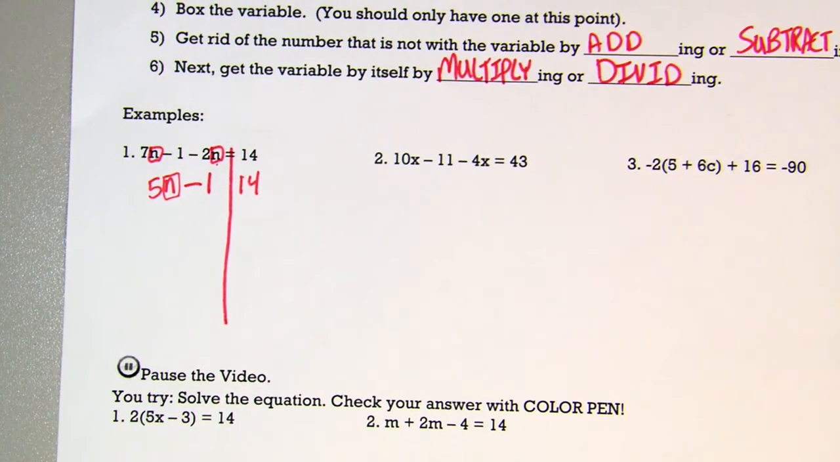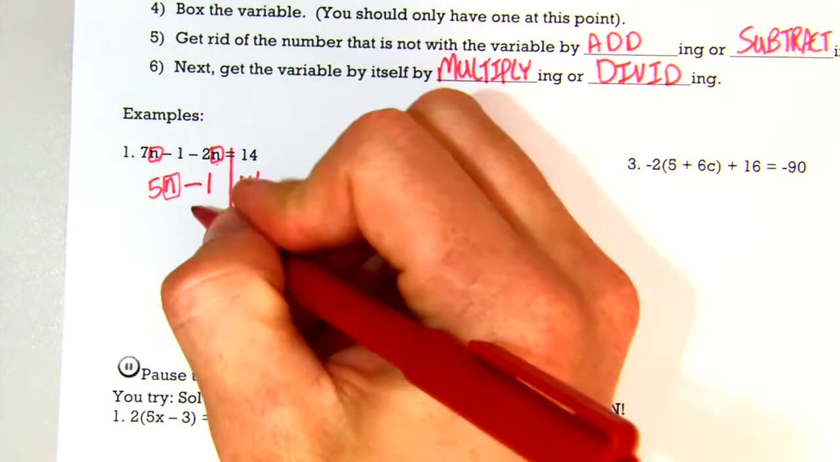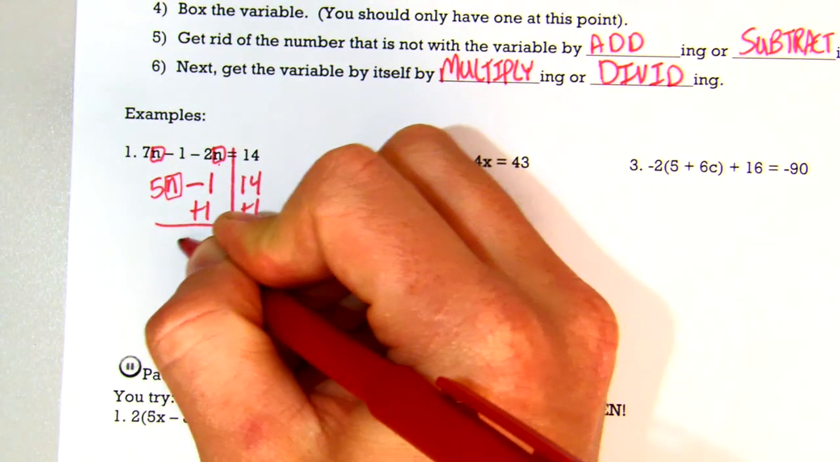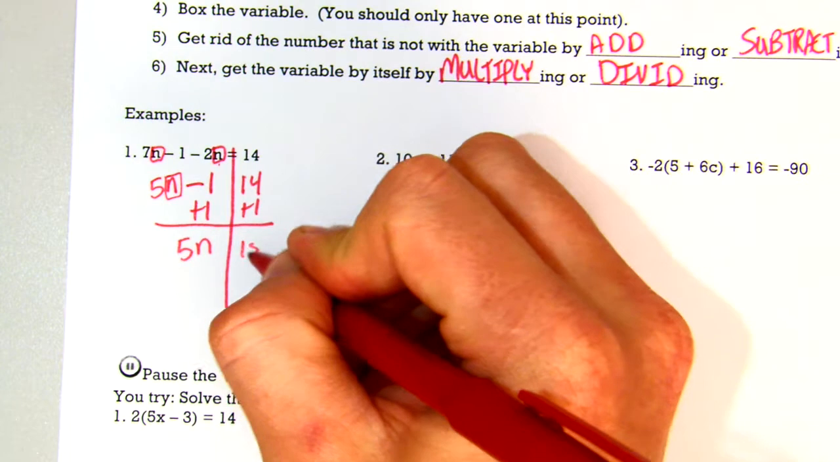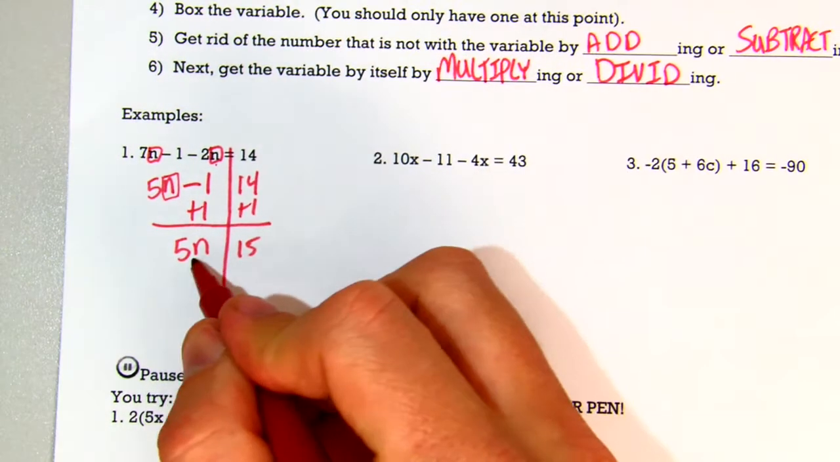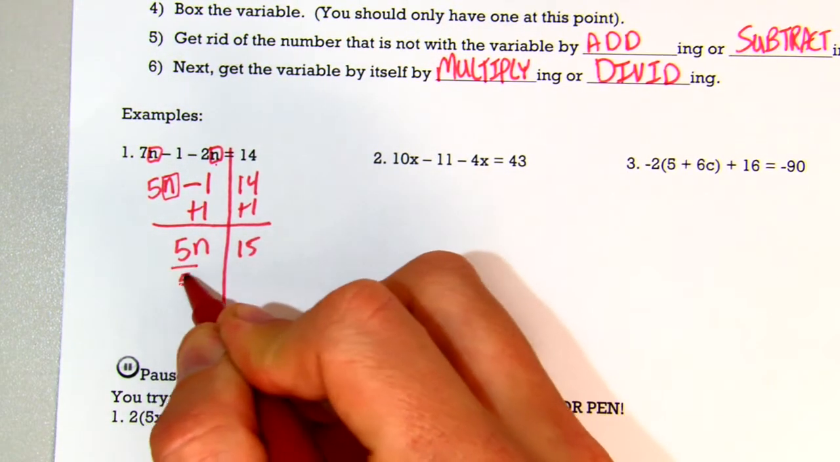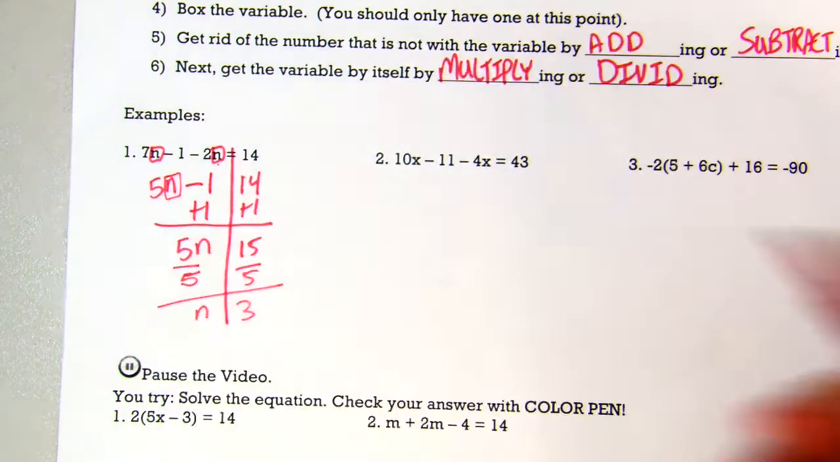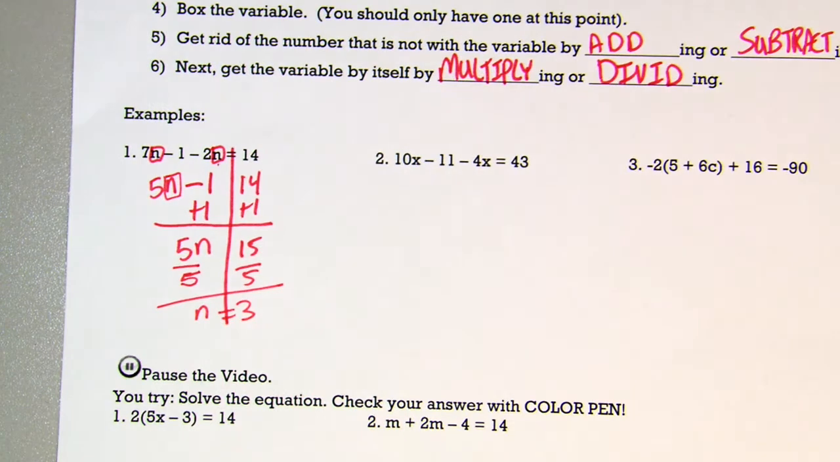Now we're going to go ahead and solve it just like we've been solving the other ones. Do plus 1, bring down your 5n, 14 plus 1 is 15. This is multiplying, so now I need to go ahead and divide my 5 to get rid of it. Leaves me with n is going to equal 3.